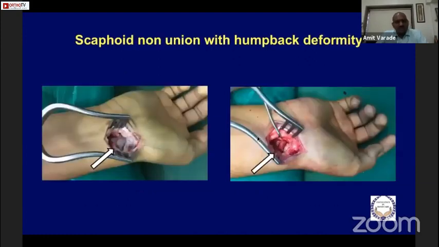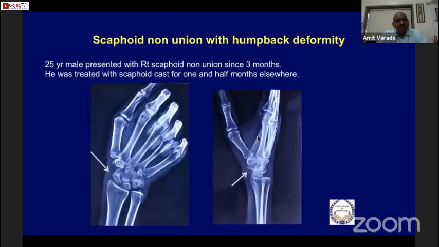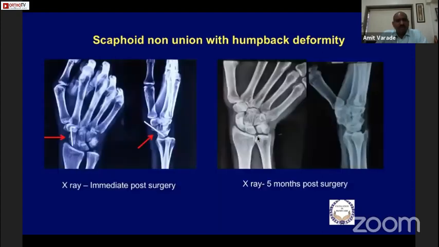So here in this patient, with the arrow, we can see the humpback deformity. And after opening up, this wedge-shaped graft was put in there, and the deformity got corrected. This patient had non-union for 3 months, with a humpback deformity and displacement.